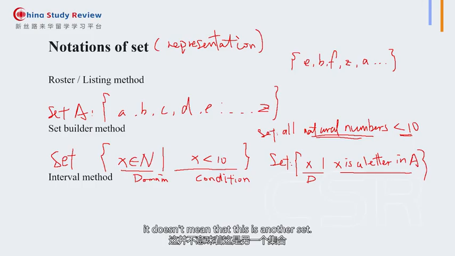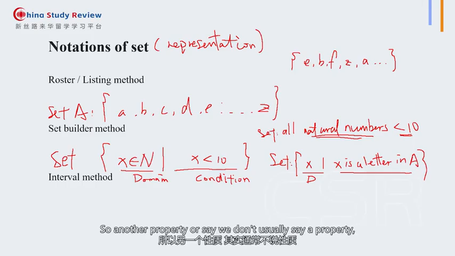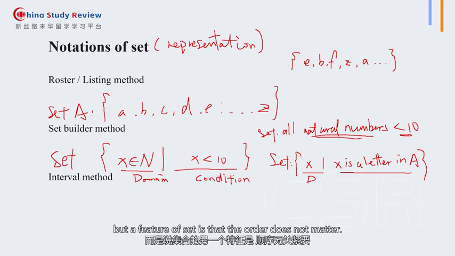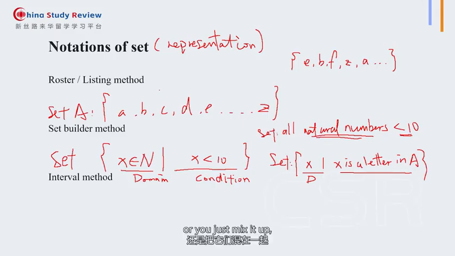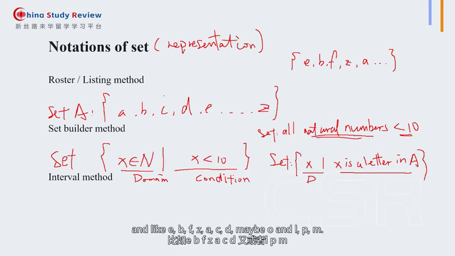So I have to tell you that even though the order is changed, it doesn't mean that this is another set. Another property, or say we don't usually say a property, but a feature of set is that the order does not matter. So either you write A, B, C, D in the traditional order, or you just mix it up like E, B, F, Z, A, C, D, maybe O and L, P, M.